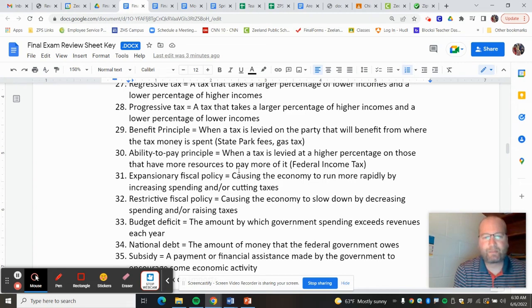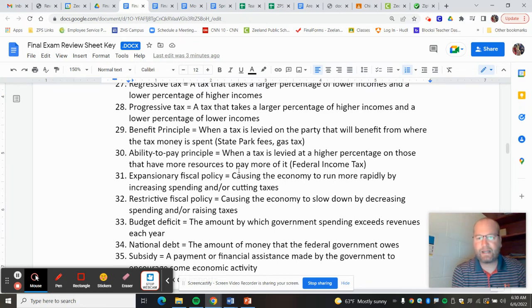Okay, then we get the benefit principle. When a tax is levied on the party that will benefit from where the tax is spent. So take state park fees, gas tax. People that are paying those taxes are benefiting from where that tax money is going. So the gas taxes in Michigan, they're going to make sure that our roads are good, or that our transportation system in terms of automobiles is good. So when I fill up with gas, I pay that gas tax, and I benefit because I'm driving my car on those roads.